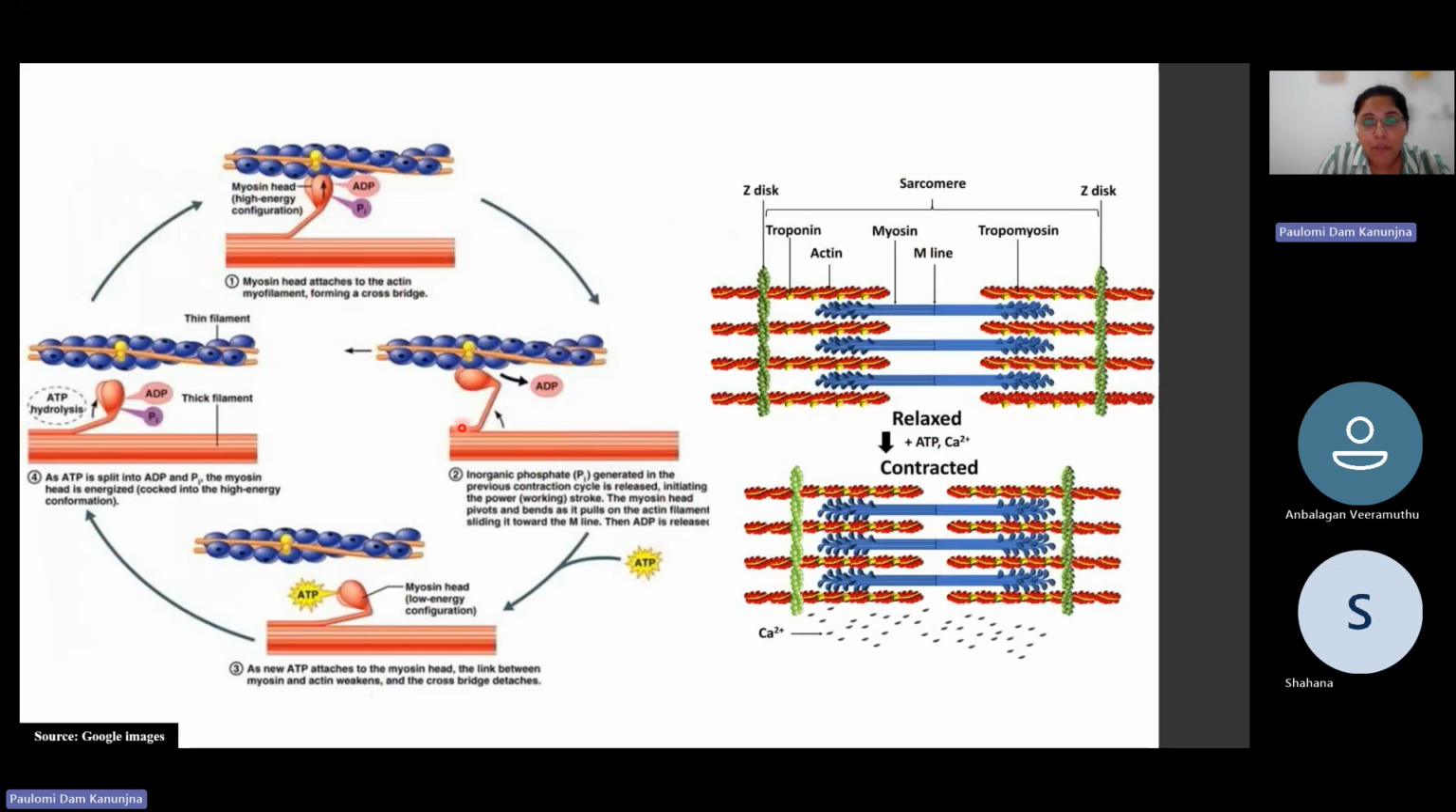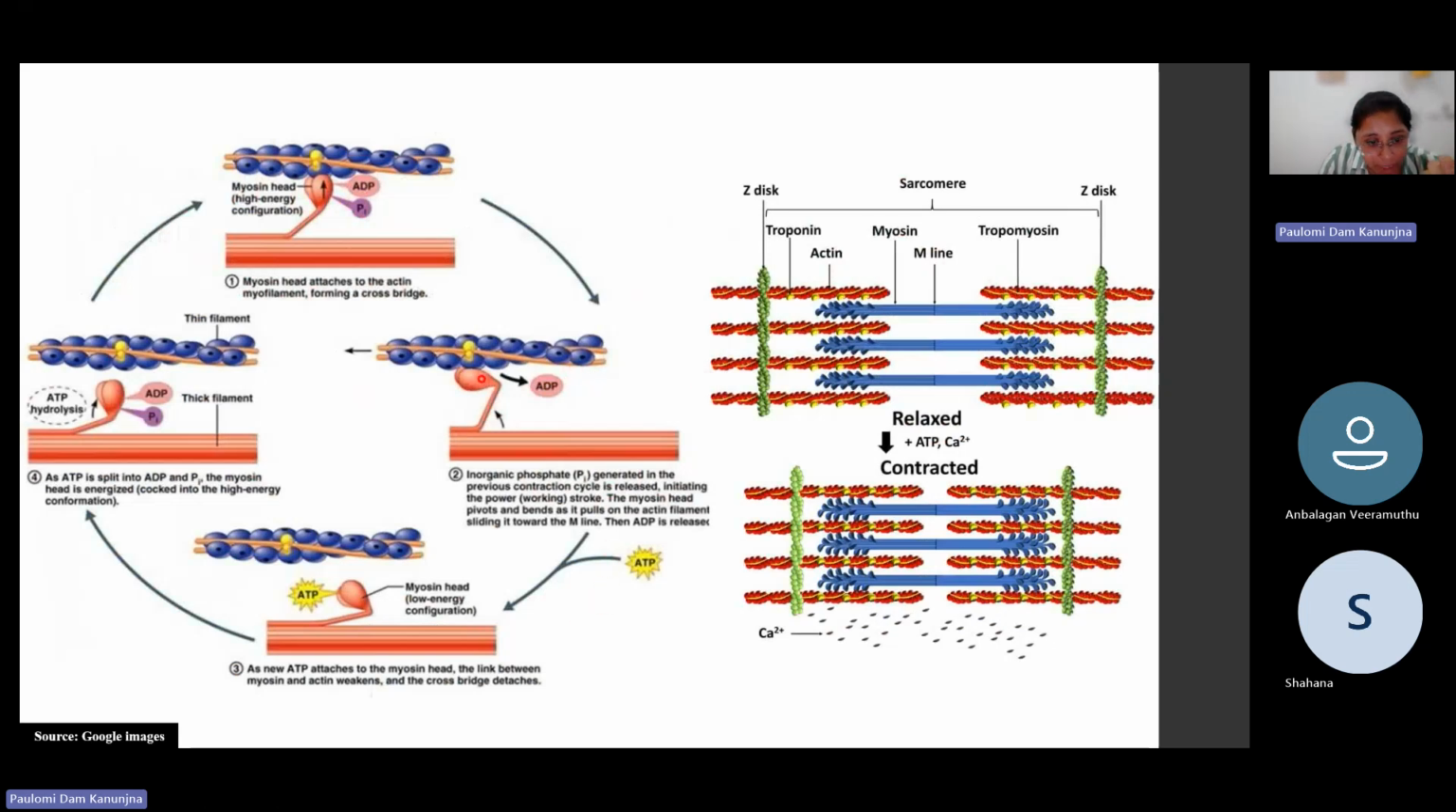The myosin head will pivot. You see, the myosin head was like this. It will now turn, pivot, attach and bend, and it will pull the actin filament towards the M line. The M line is here. You want to see here, it is basically pulling inside. So it's pulling towards the M line and the ADP is released, right?